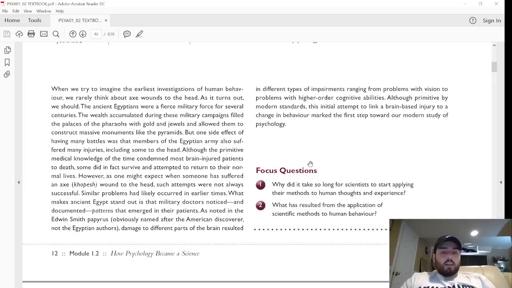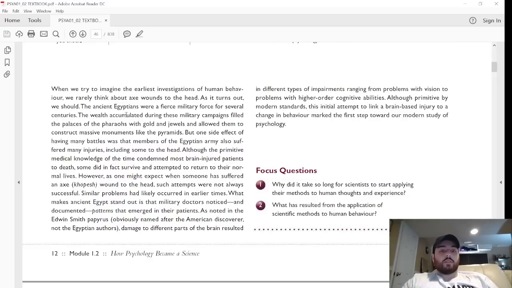So we can get into the focus questions again. So why did it take so long for scientists to start applying their methods to human thoughts and experience? What has resulted from the application of scientific methods to human behaviors, right? So when we try to imagine the earliest investigations of human behavior, we rarely think about axe wounds to the head. As it turns out, we should.